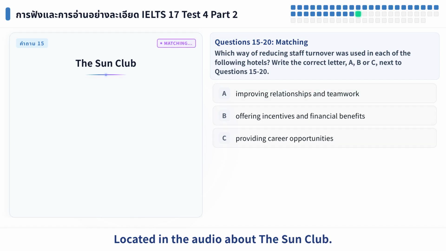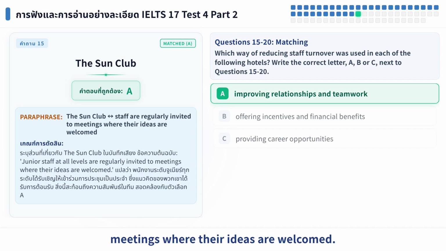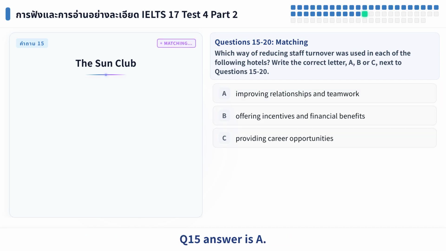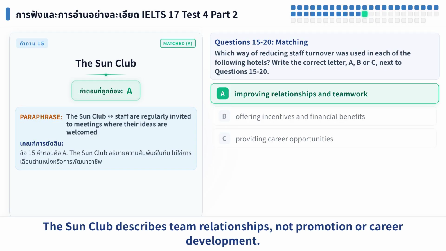Located in the audio about the Sun Club, the original text says, junior staff at all levels are regularly invited to meetings where their ideas are welcomed. This shows team relationships, matching option A. Answer for Q15 is A. The Sun Club describes team relationships, not promotion or career development.